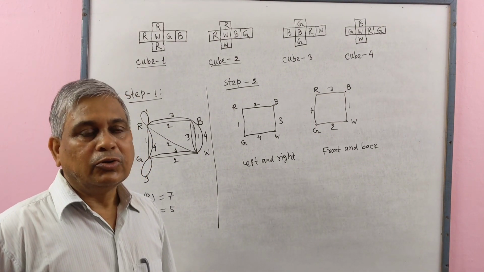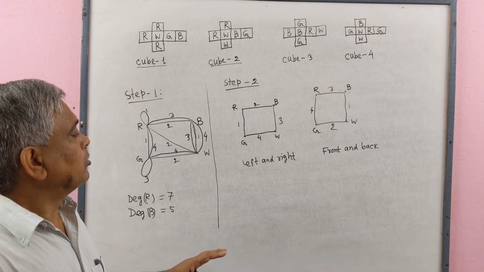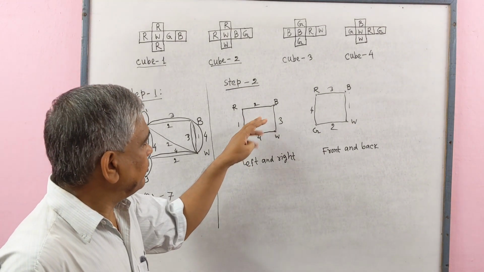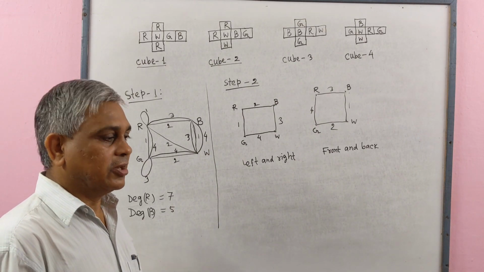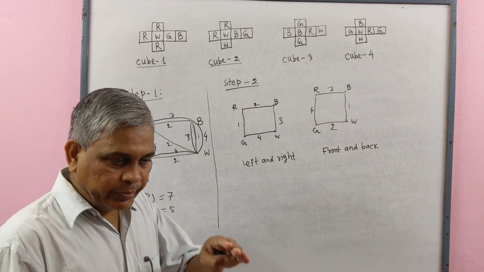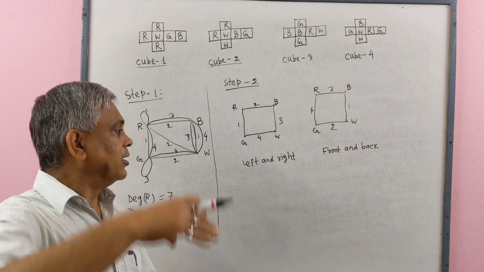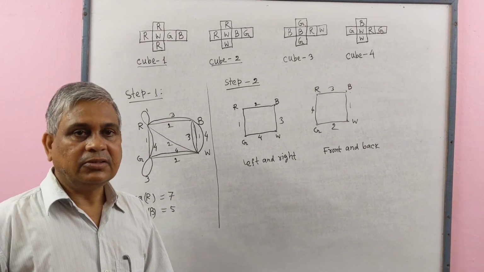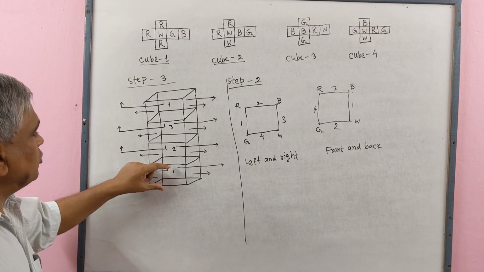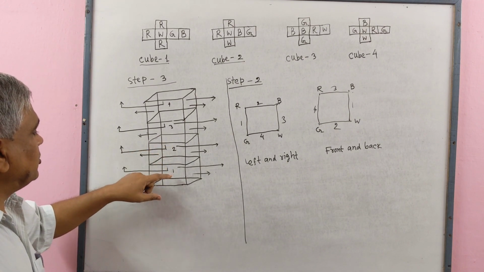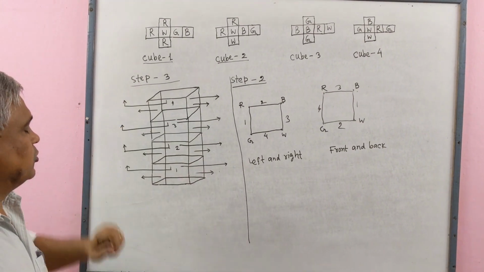Now we will go to step 3 to assign the color of the faces. Place the cubes one above the other, with the front face of the first cube as reference. This is the first cube, this is the second cube, this is the third cube, this is the fourth cube.